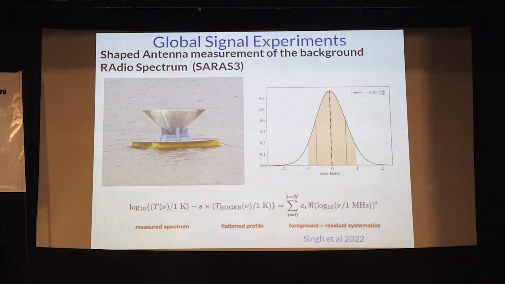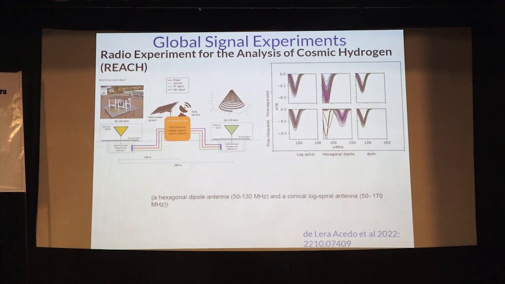From the observed data, they fit, and this is the plot of that factor S. And it is mostly centered at 0, with mean 0 and some standard deviation. So they claim that the EDGES signal is not present in their data. This is another experiment, which is proposed. This is REACH, the Radio Experiment for the Analysis of Cosmic Hydrogen. So this is all of the global signal experiments that I talked about. I'll talk about the fluctuations later.